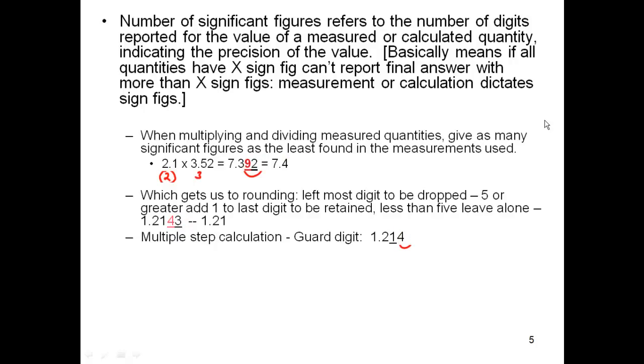And we also tend to put an underline when we do that. When we do a guard digit, we tend to put an underline under that digit. That is not a sig fig. So when I look at 1.214, I only see 3 sig figs. I don't see 4. That 4 on that number is just a guard digit.